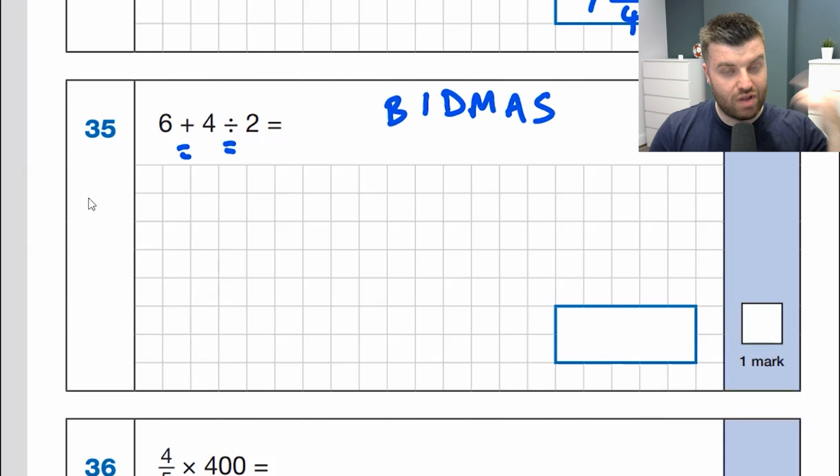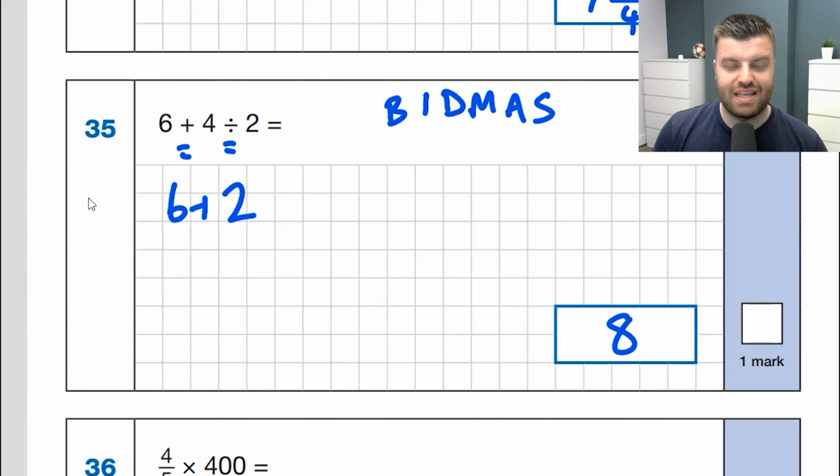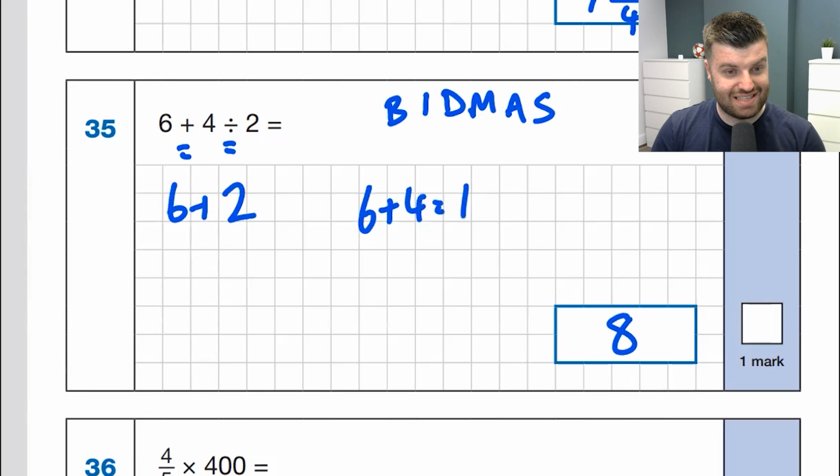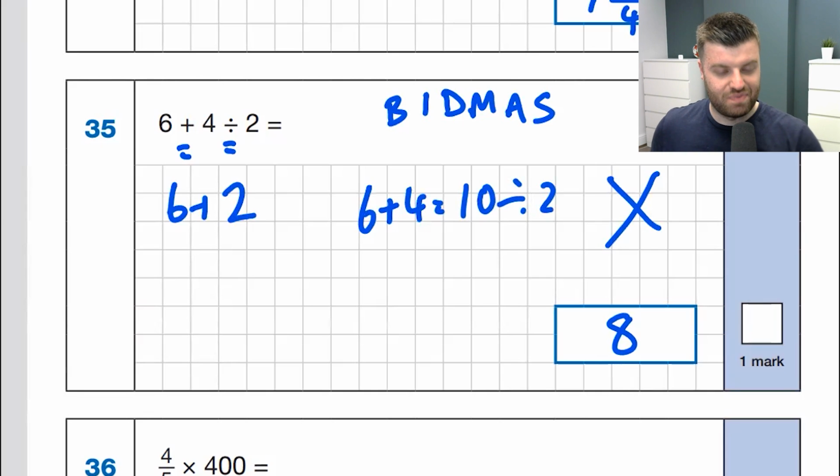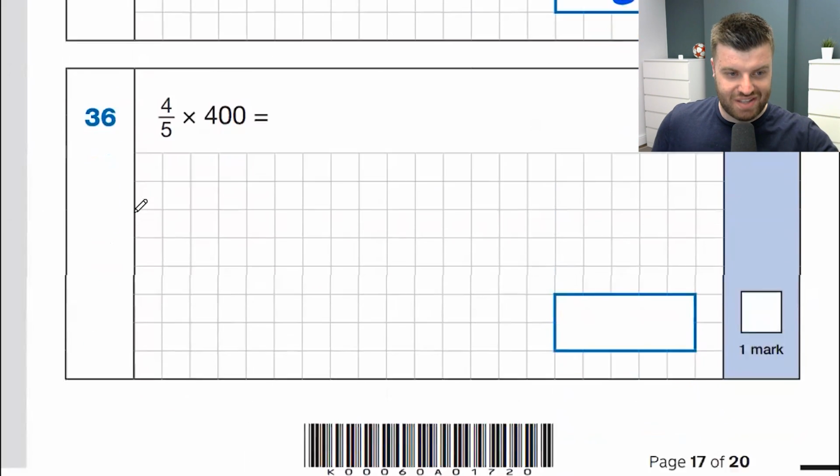Division comes before addition. So let's do 4 divided by 2 first is 2. And then we just whack the 6 down. 6 plus 2 is 8. Seems like an easy question, but if you don't know BIDMAS, you're going to do 6 plus 4 first, which is 10, divide by 2, and you're going to get it wrong. The answer is 8.